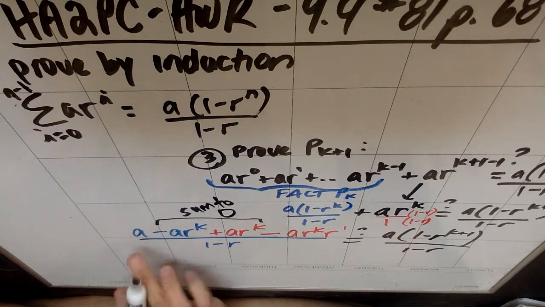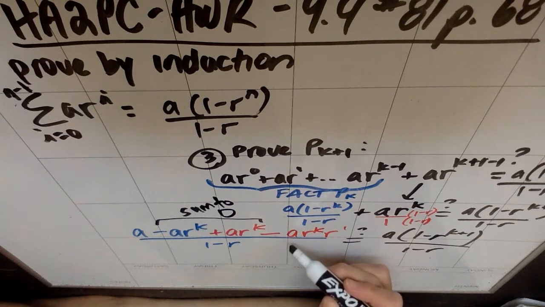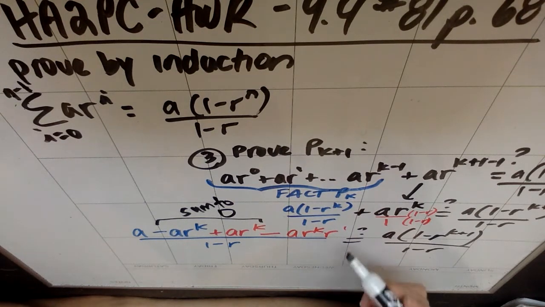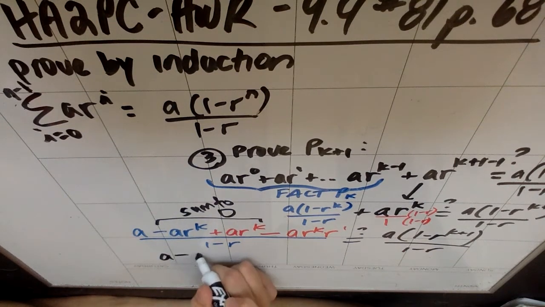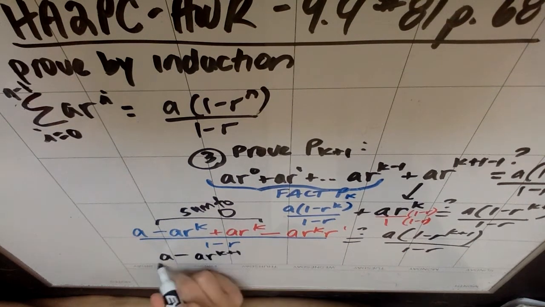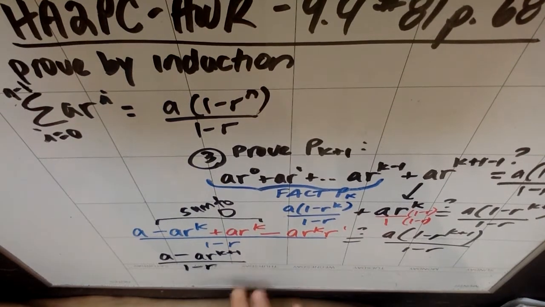So what I end up with is an a, and then over here I have an a times an r to the k times an r to the first. Well, I could make that an r to the k plus 1. So I'm going to have an a minus an a times an r to the k plus 1 all over 1 minus r. Well, if I factor out a GCF of a, I'm going to get the answer I want.